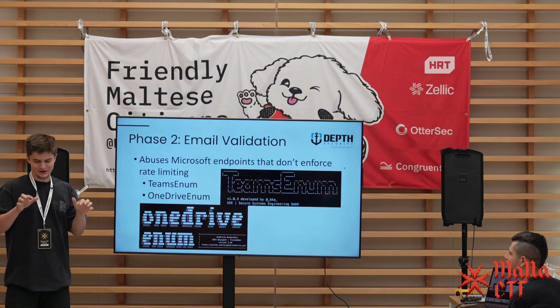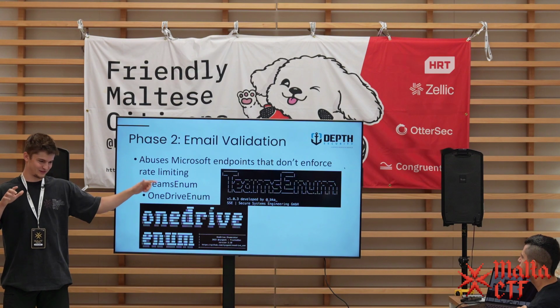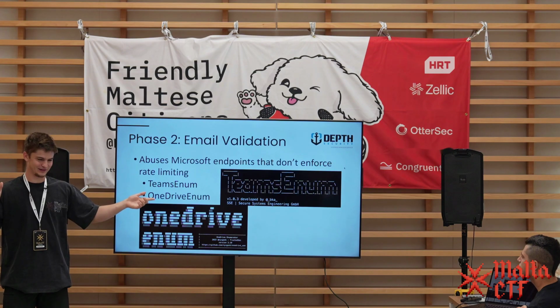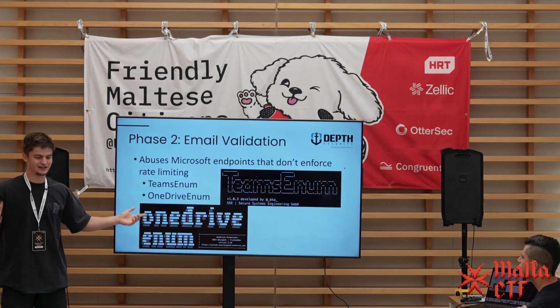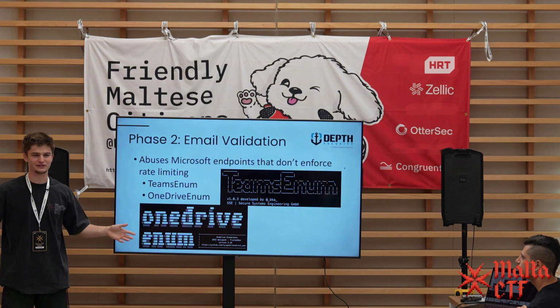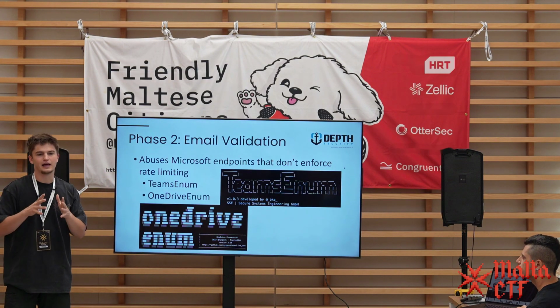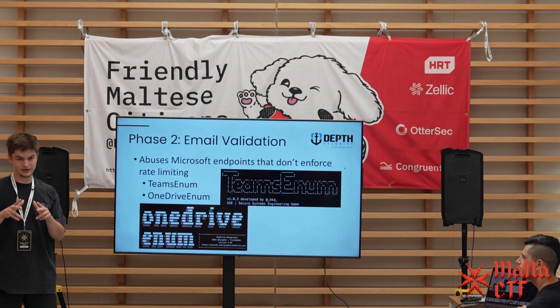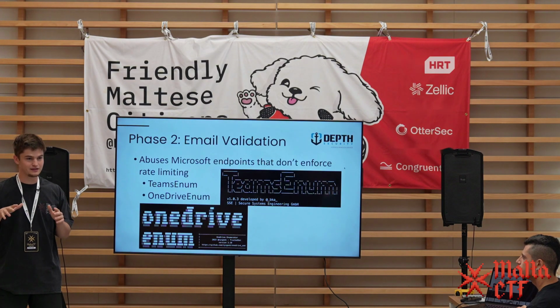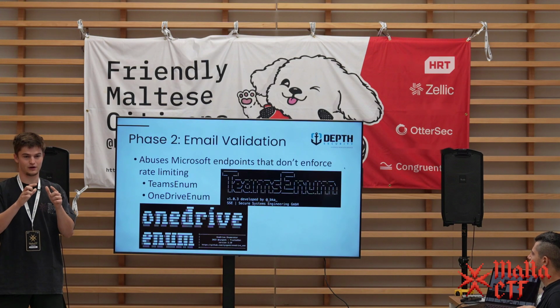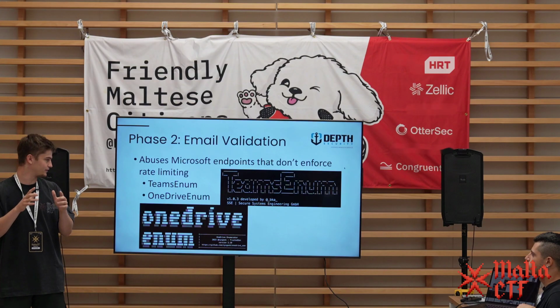Something interesting about this is there are 70 million different usernames in that survey, and it would be completely ridiculous to go through all of them. It would take absolutely ages. So you have these tools called Teams-enum and OneDrive-enum. How they work is that they abuse Microsoft endpoints that are not rate limited, and they give indications, via error codes or certain things on the page, of whether or not an account exists within an Office 365 environment.